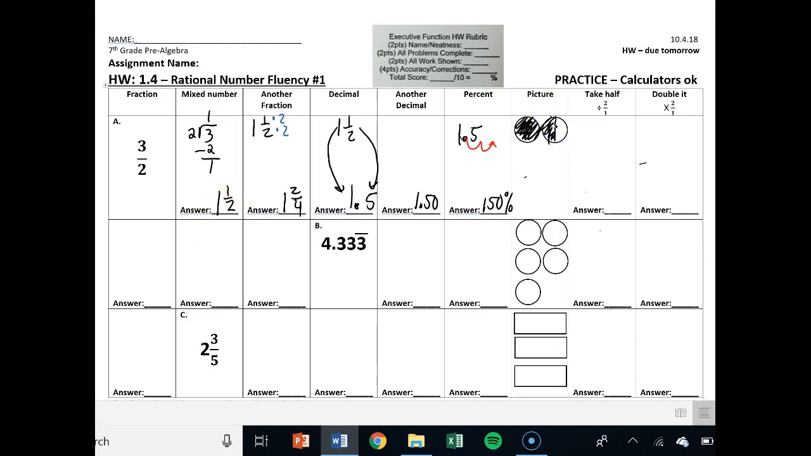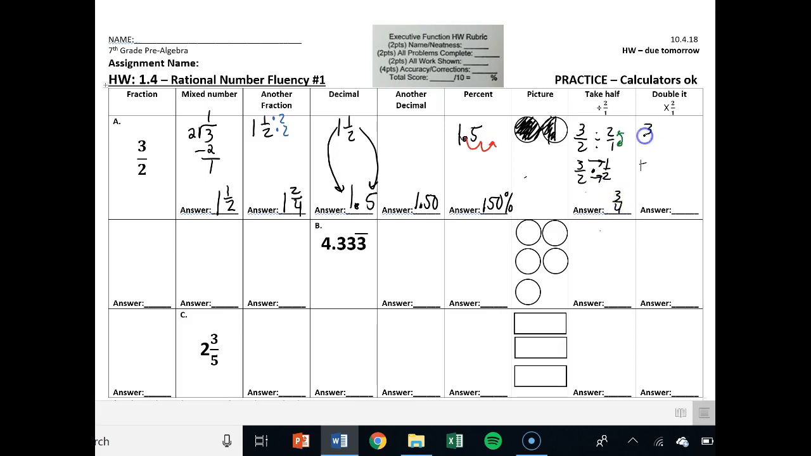For taking half, I always use this fraction over here, so it's 3 over 2 divided by 2 over 1. Remember, when we divide a fraction, we got to flip it, so it becomes 3 over 2 times 1 over 2, and when I multiply straight across, I should get my answer of 3/4, right?